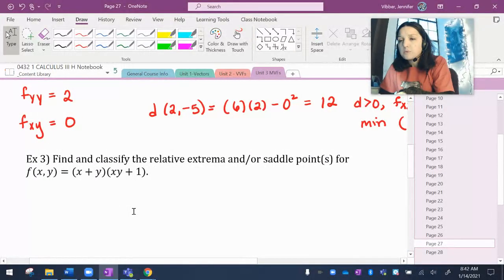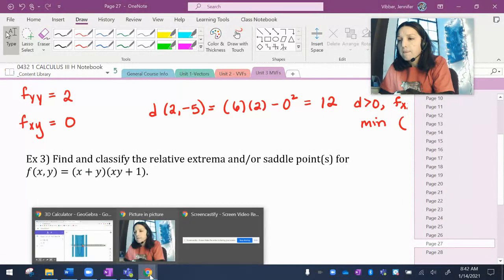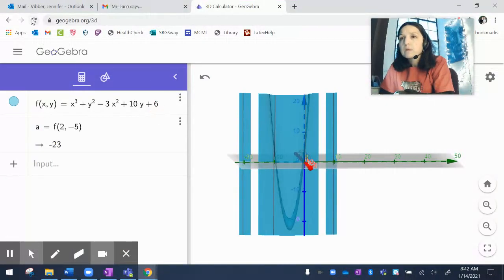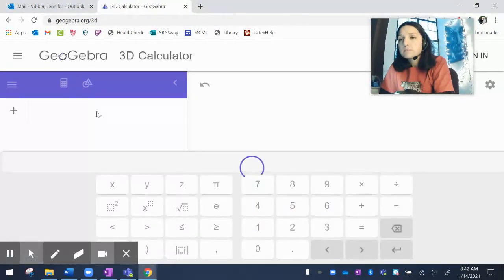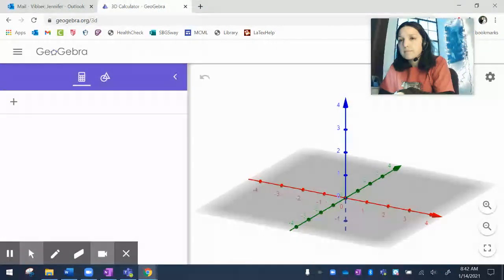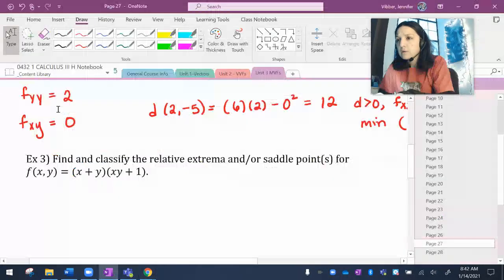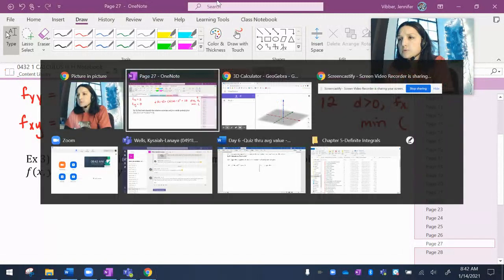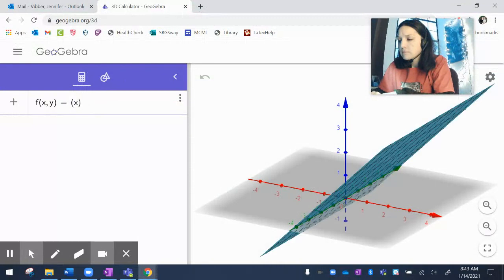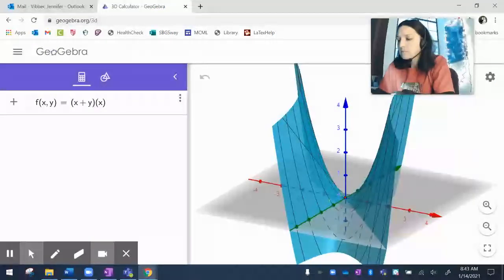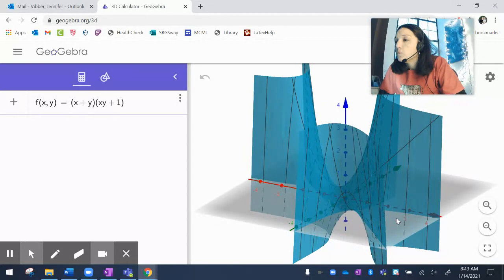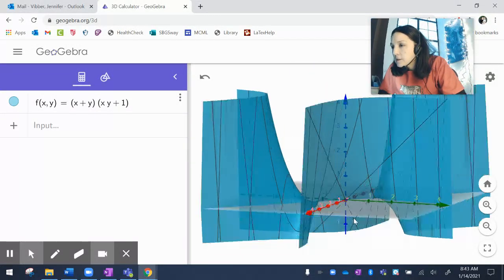All right, x plus y, times xy plus 1. Come on. You can do it. What did I say I got here? x plus y, times xy plus 1. Ooh, this is fun. Look at this thing.